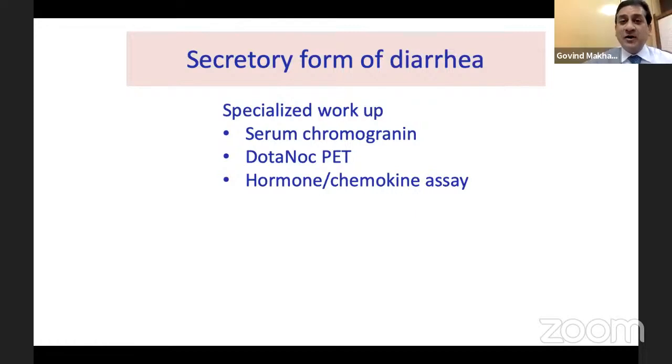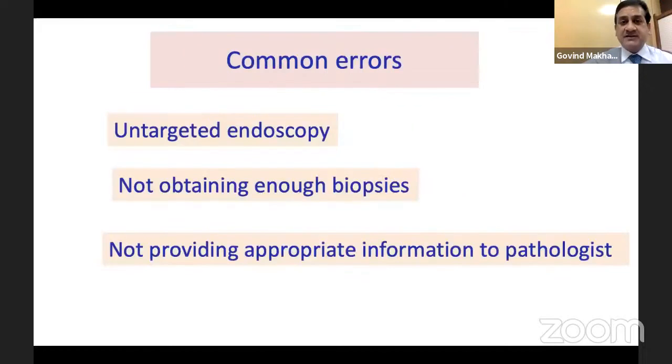Many patients, all patients of diarrhea, will not require an endoscopic examination. Common errors we make on targeting endoscopy: a patient has large bowel diarrhea and we do upper GI endoscopy; a patient with small intestinal diarrhea and we do a colonoscopy, which is not going to yield a diagnosis. Let's be thoughtful, make a clinical diagnosis, and then choose endoscopy.